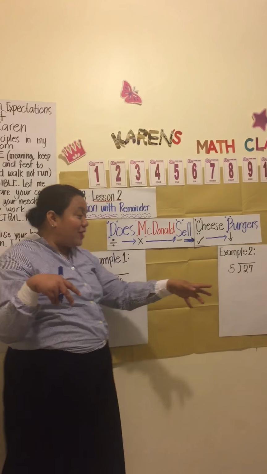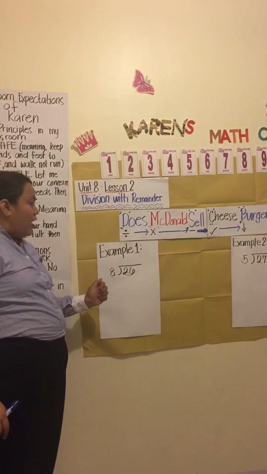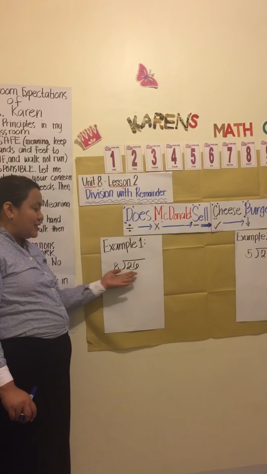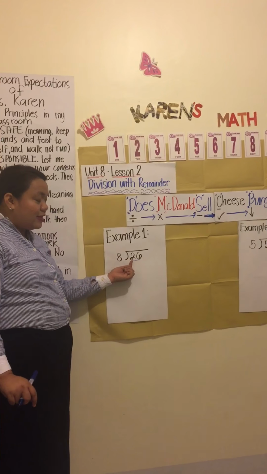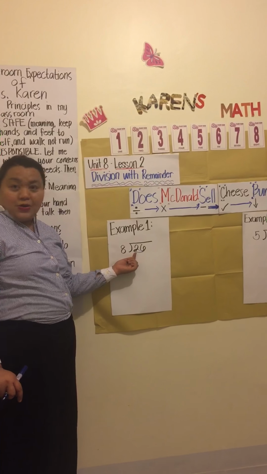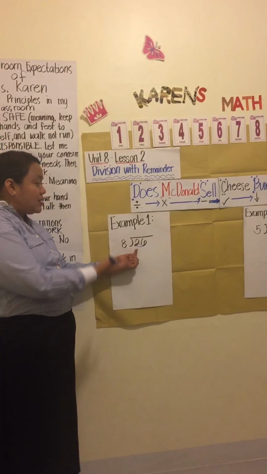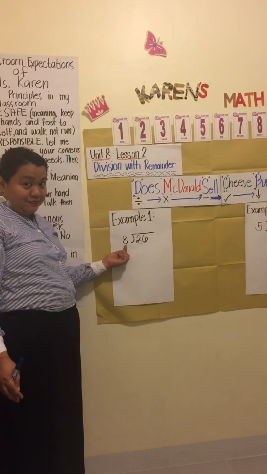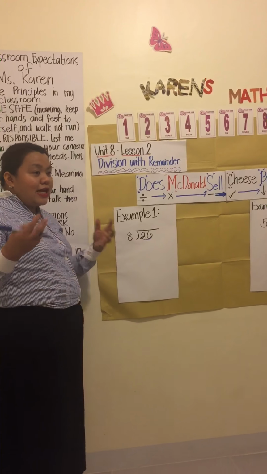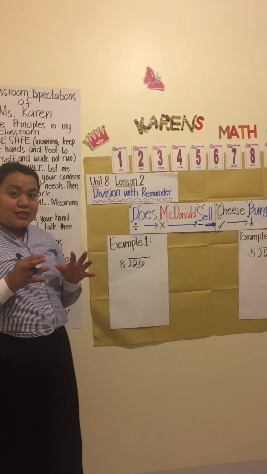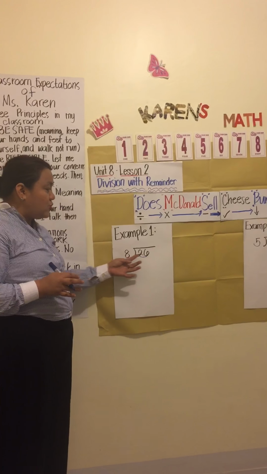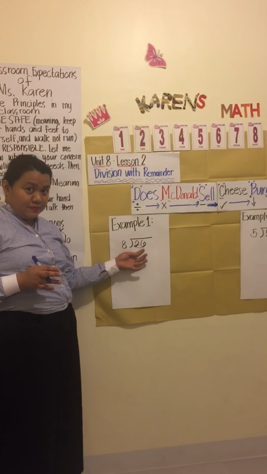Now, let's start solving our first example. We have here 26 divided by 8. First question is, does 8 go into the first number in the dividend, 2? No, because 2 is smaller than 8. So, let's think of this question again. How many times does 8 go into 26?